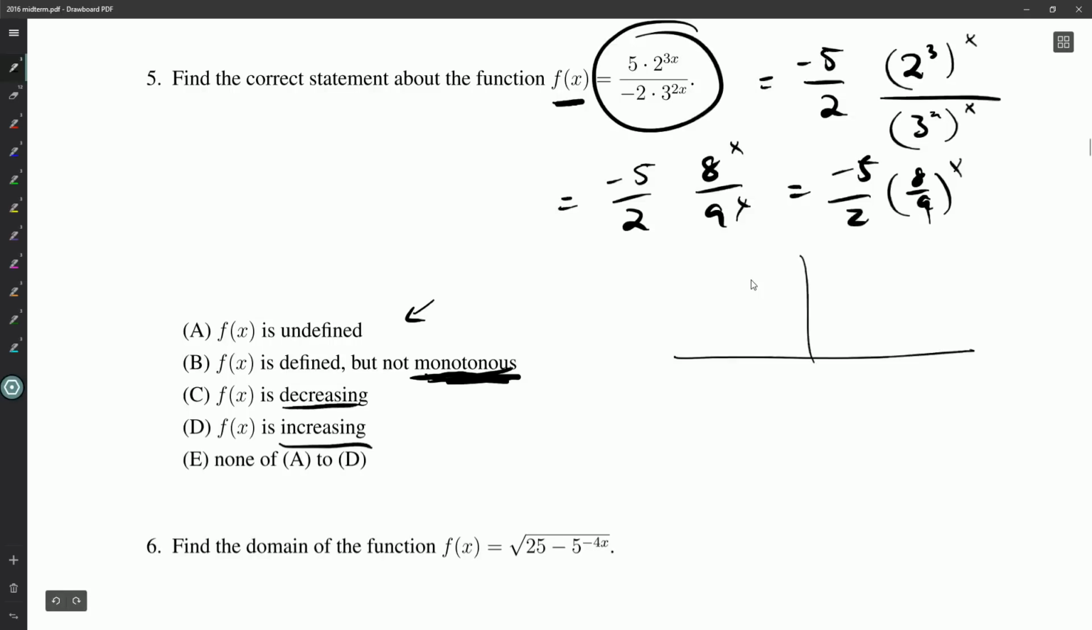So 8 over 9 to the x looks sort of something like this. And then if I multiply it by a negative number, that just sort of doesn't quite flip it, but it sort of flips it and stretches it out a little bit. So the graph kind of looks like this. Well, that's increasing, and that's D, and we're done. Not a whole lot to that question.